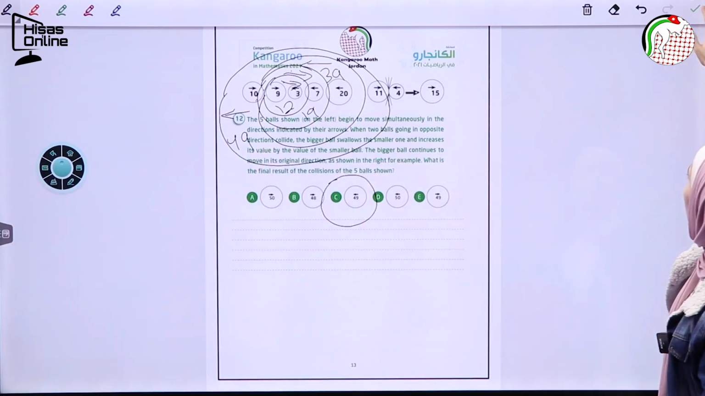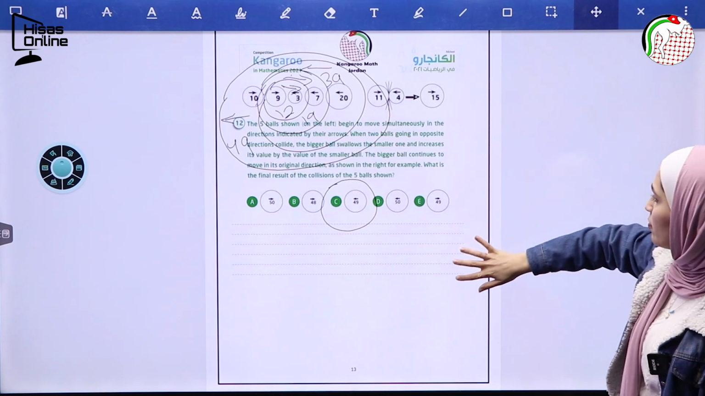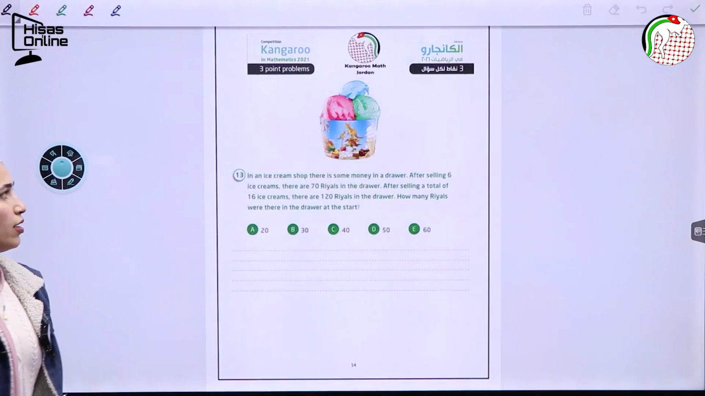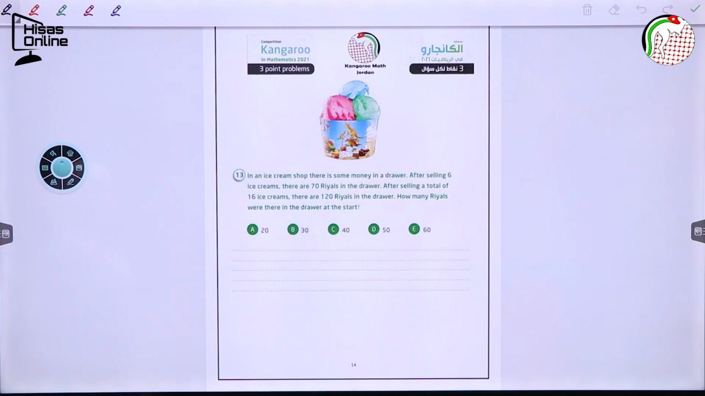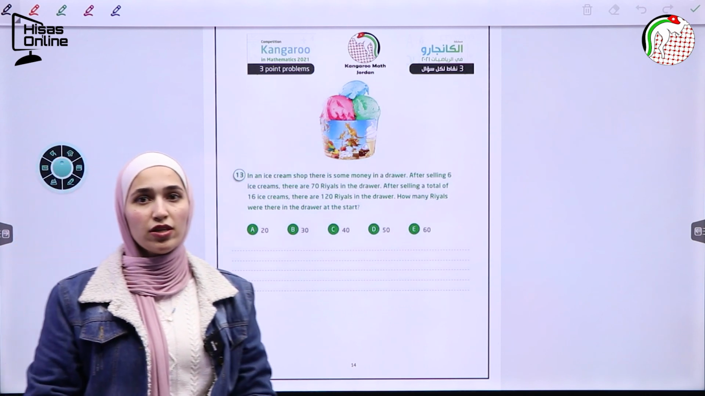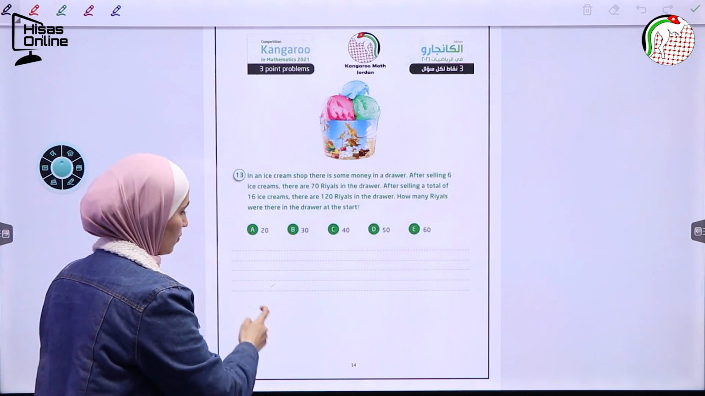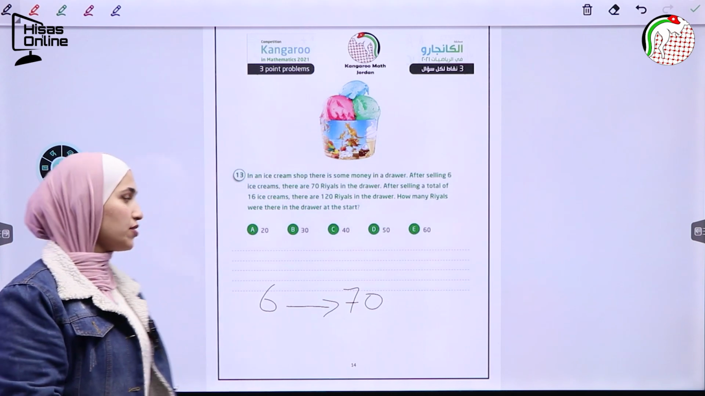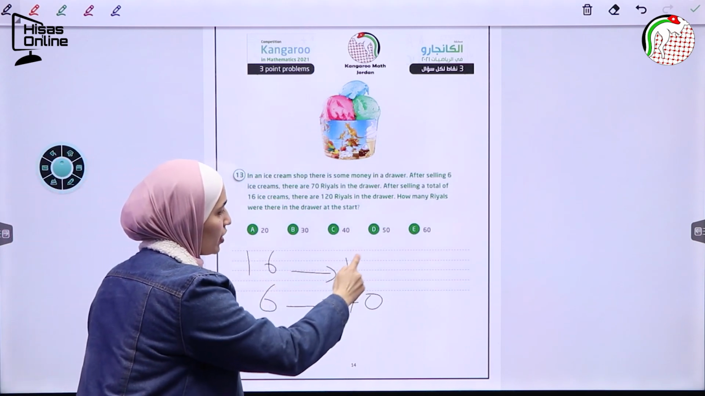Now question number 13. In an ice cream shop, there is some money in a drawer. After selling 6 ice creams, there are 70 reals in the drawer. After selling a total of 16 ice creams, there are 120 reals in the drawer. How many reals were there in the drawer at the start? So, there were how many reals in the drawer after selling 6 ice creams? There were 70 reals. And after selling 16 ice creams, there were 120.